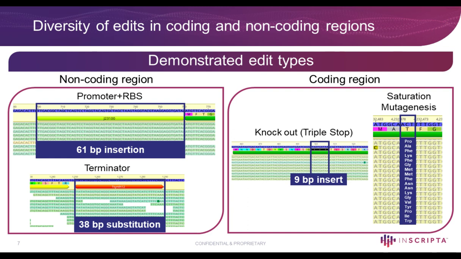Additionally, in coding regions, all of those things are still possible, but we also have proven out the capability of generating knockout strains by triple stop codon insertions into or across the genome. And we can also do saturation mutagenesis across coding regions, so you can really explore the breadth of the protein of interest that you're studying to see how the cell responds to it, or to see variants of a particular protein within cells.